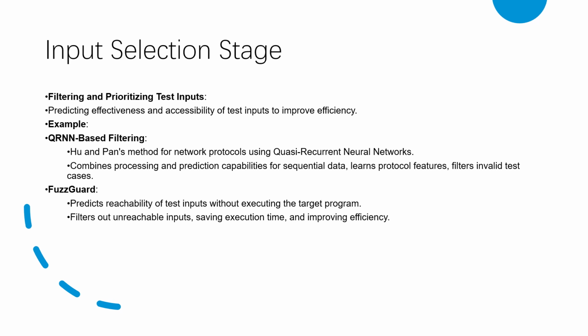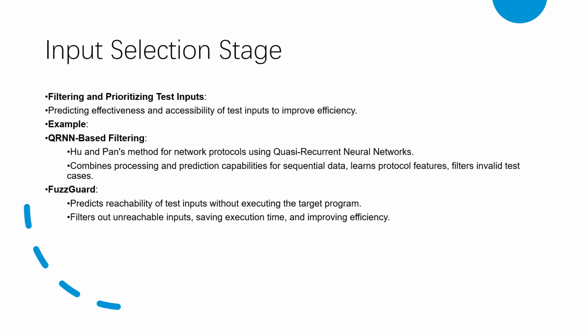This method, combined with the prediction capabilities of the QRNN model for sequential data, effectively learns the structural features of the network protocol and automatically filters invalid test cases. This has not only improved the efficiency of network protocol fuzzing, but also enhanced the quality of test cases that are executed.